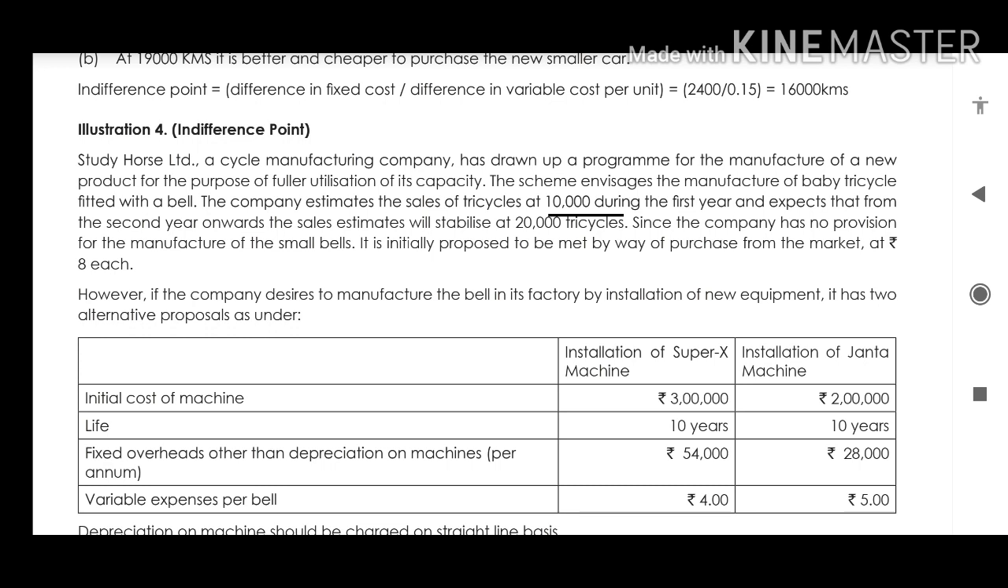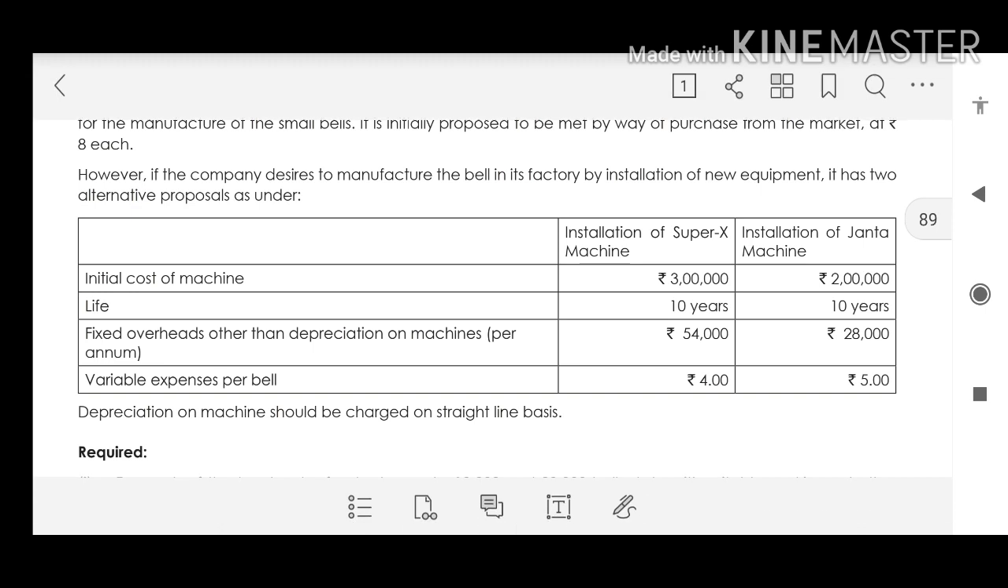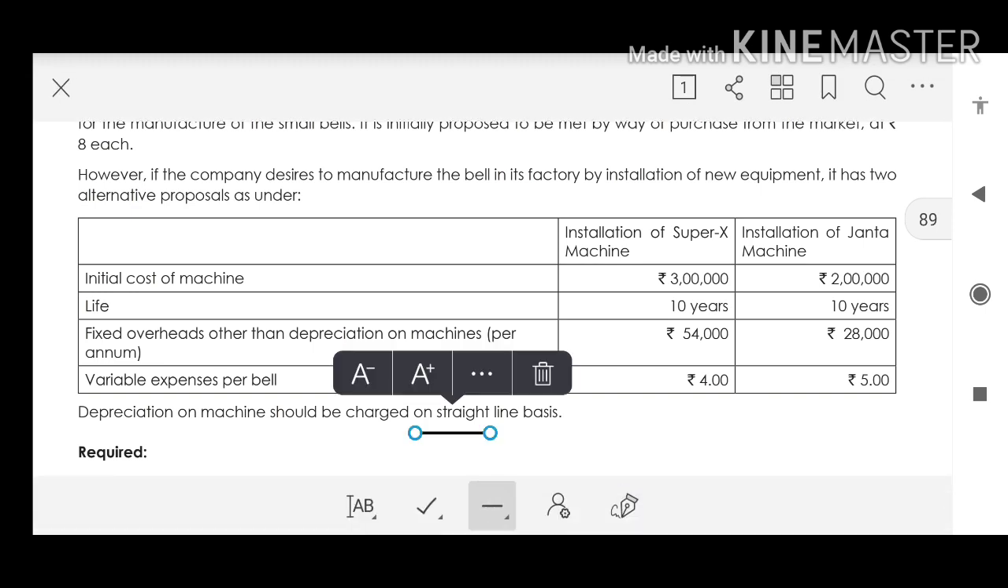Also it has two other alternatives, that is the installation of new equipment. The first machine is installation of Super X machine, and the second machine is Janta machine. First, they have given the initial cost of machine and its life, fixed overhead, and variable expenses per bell. And then they mentioned that depreciation should be charged on straight line basis.